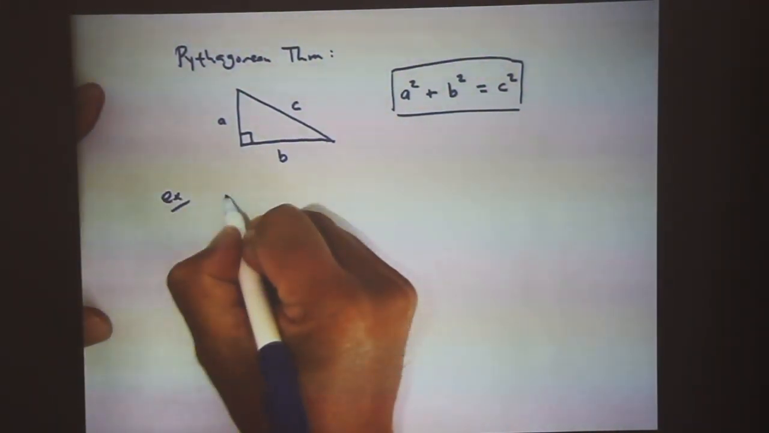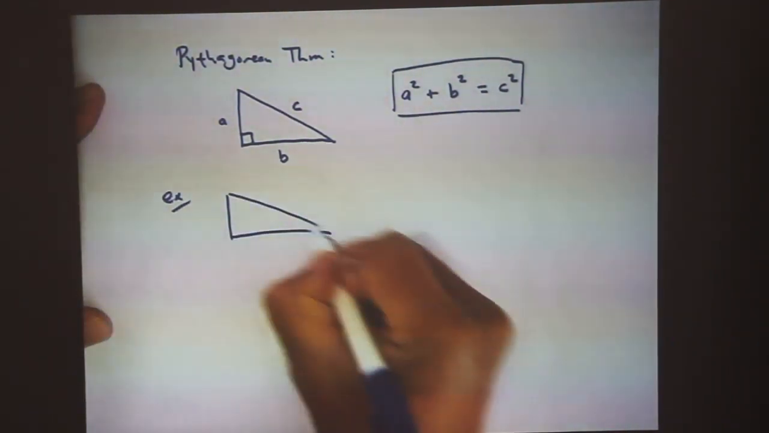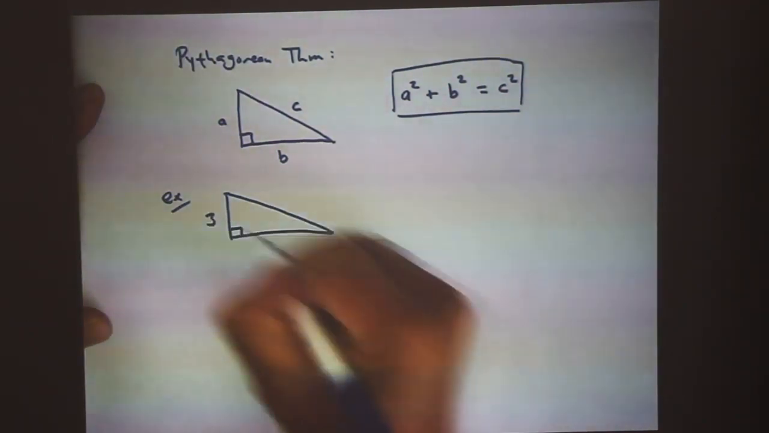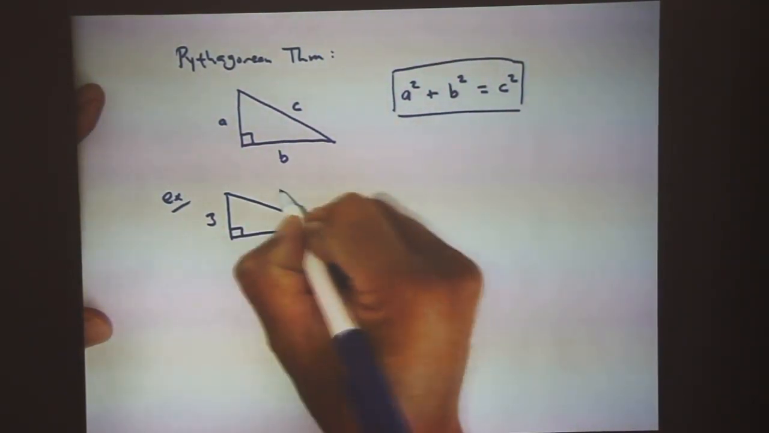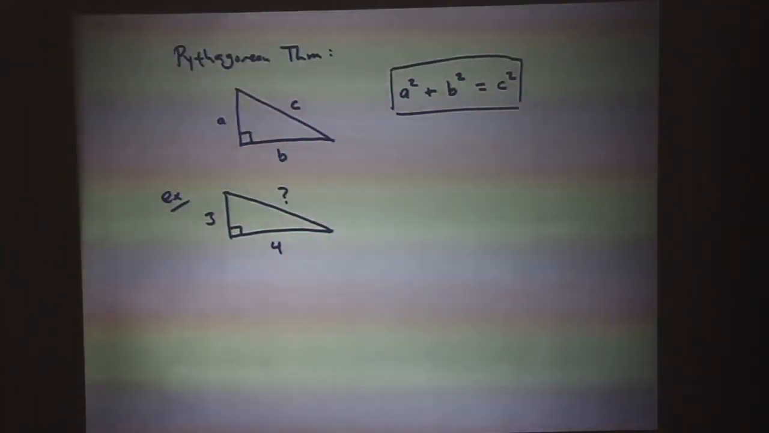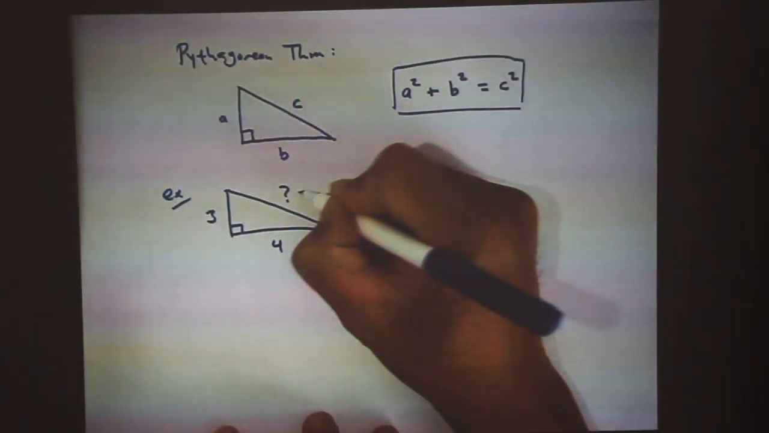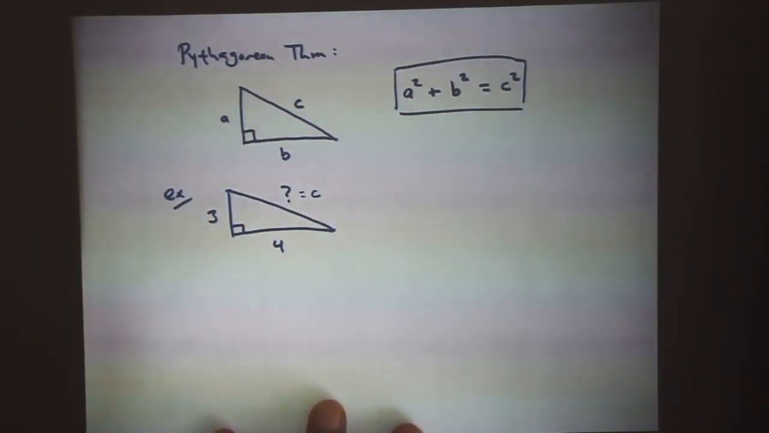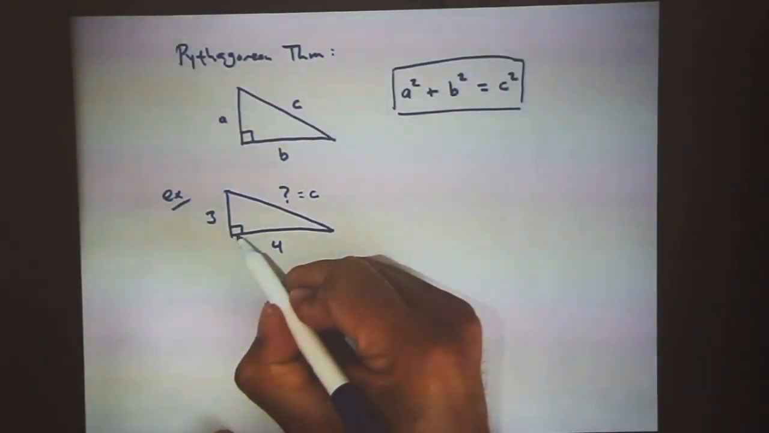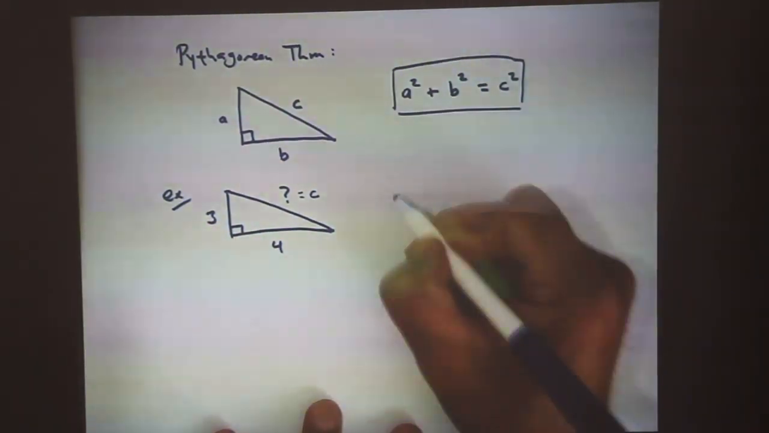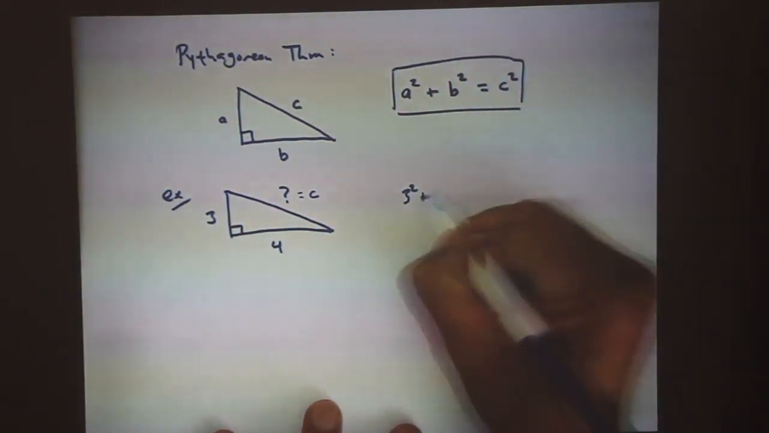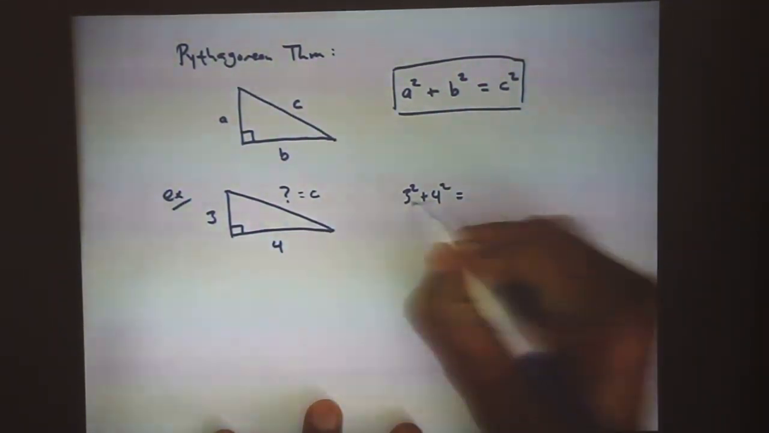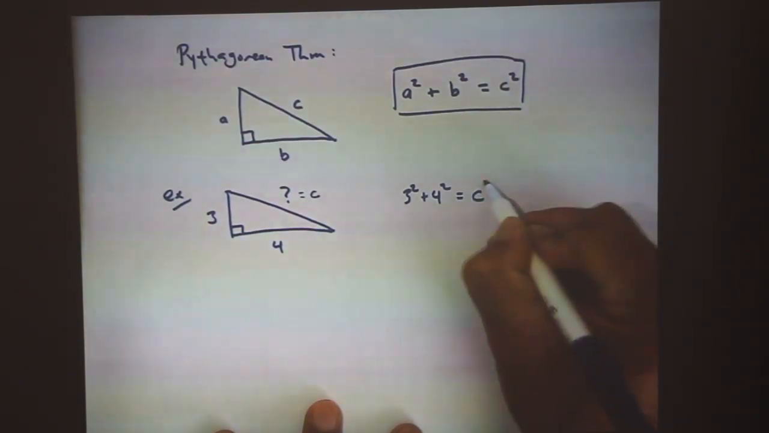How it's used in practice is, say for example we have this side is 3, this side is 4, and we are asked to find that missing side, the hypotenuse. We're going to call that little side C. It's a variable, you can call it anything you want. And if we apply the Pythagorean theorem, and we can only because it's a right triangle, it says that 3 squared plus 4 squared, the two legs squared and added together, is equal to the hypotenuse squared, c squared.